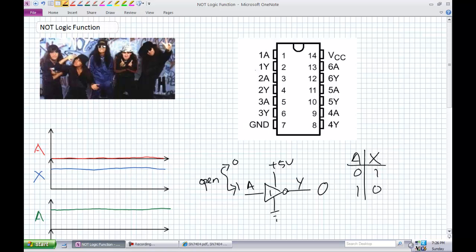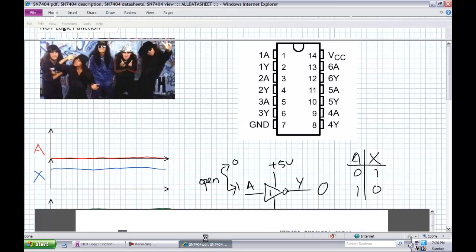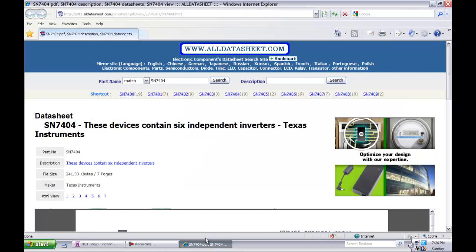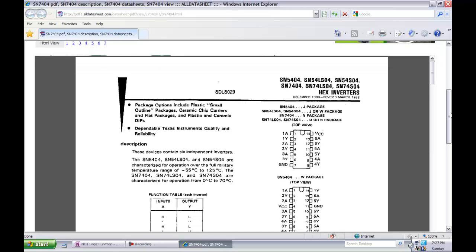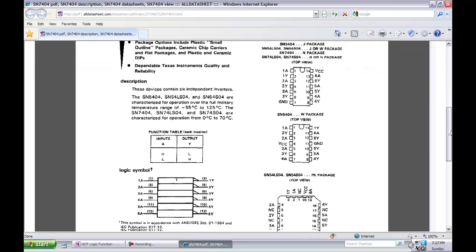One of my favorite spots to get a data sheet for the 7404 is alldatasheets.com. So let me go ahead and pull that up. I've got alldatasheets.com right here. You get these annoying ads at the top, but I've already previously searched for the 7404. And there it is. It's giving me the function table.